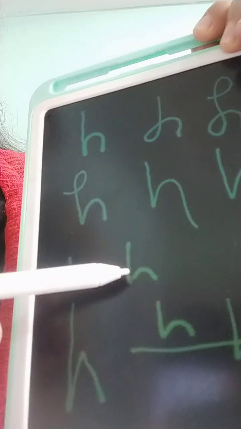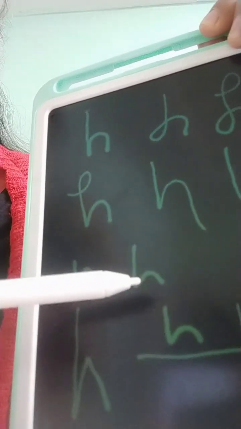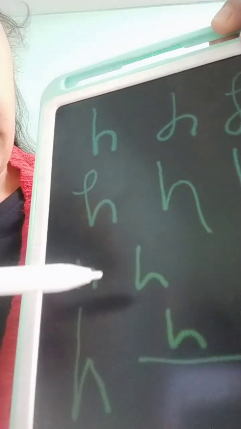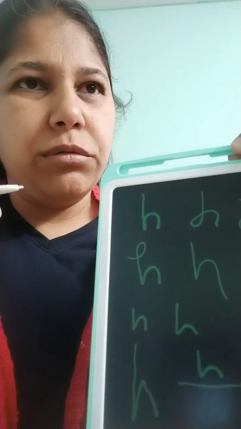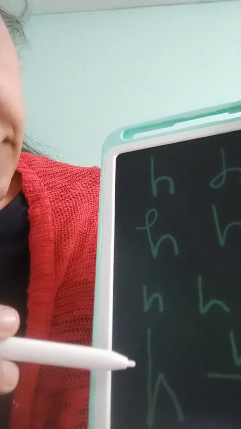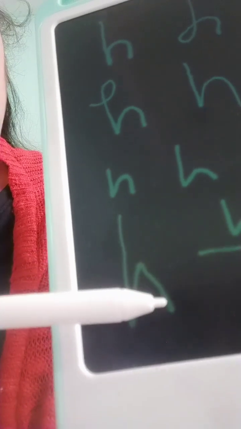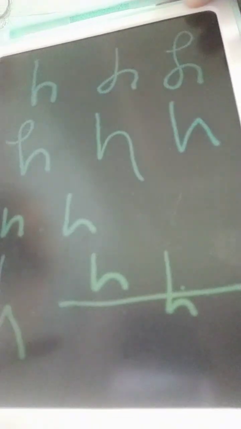This H does not have depth. This part, the curvature part, does not have depth. So it looks like you want to just drag it. It is just dragging. This H has more height and a V shape rather than the curvature. Now these two letters which I have written here are on the line.